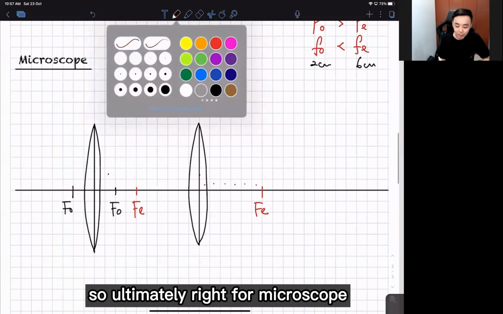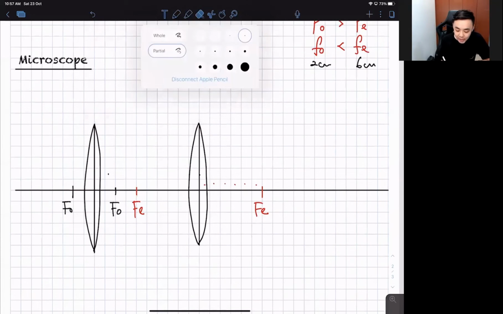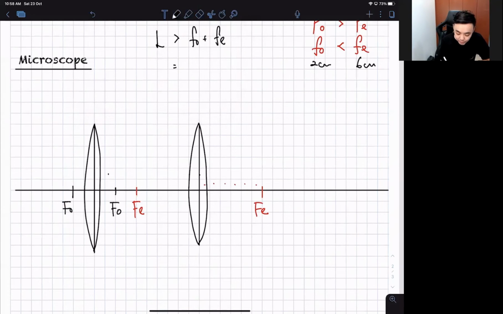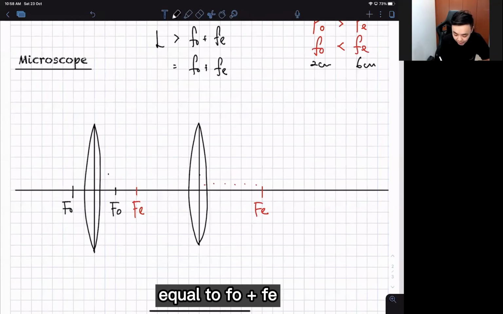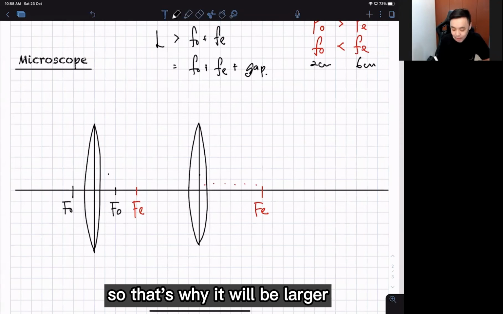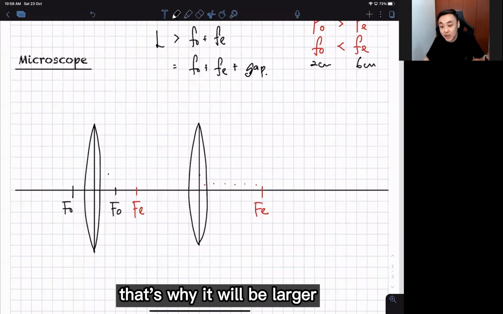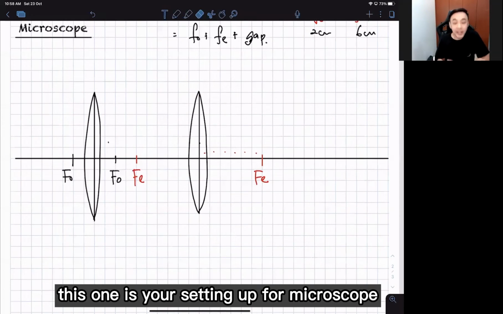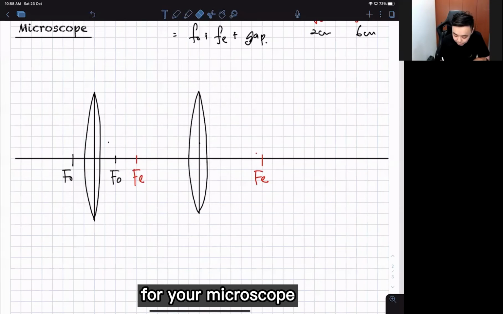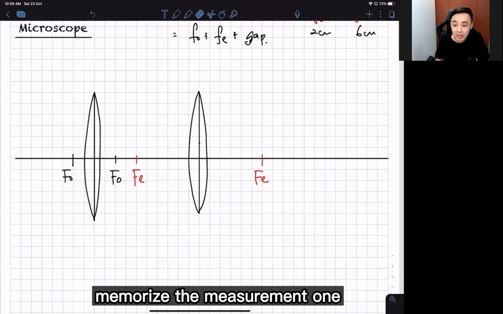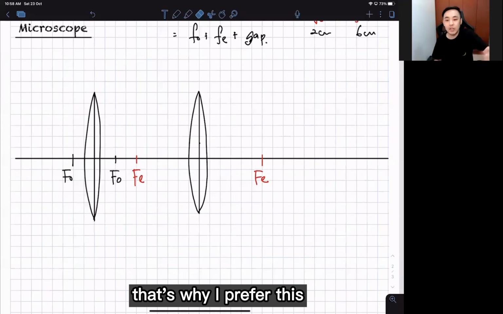So ultimately, for your microscope, the distance between the lenses is actually equal to FO plus FE plus the tiny gap in the middle. So that's why it will be larger. You get what I mean? So for this case, this is your setup for your telescope, sorry, for your microscope. Now, again, those focal lengths are given. You don't really have to memorize the length, just that these are easier to draw. That's why I prefer this.